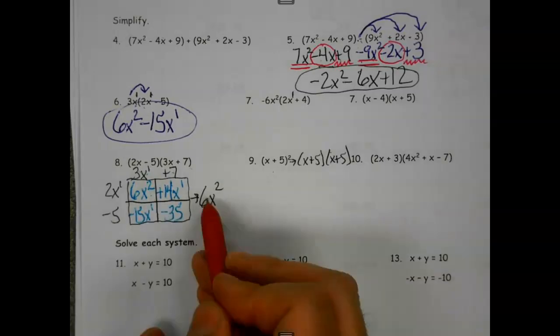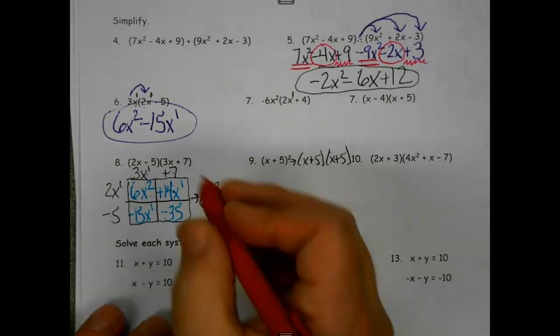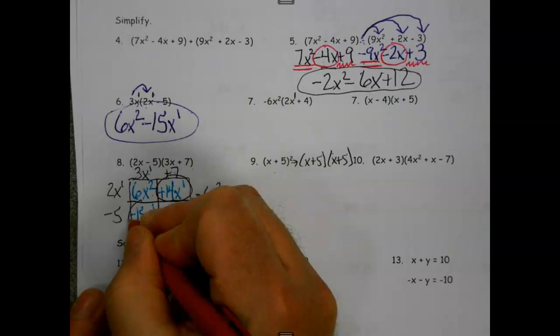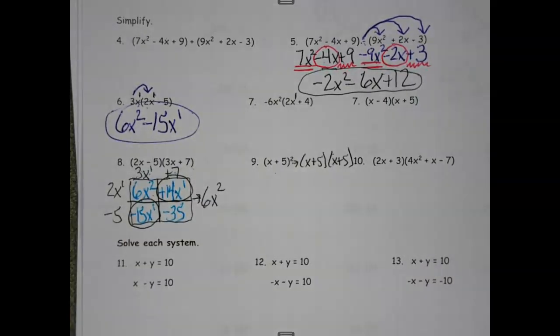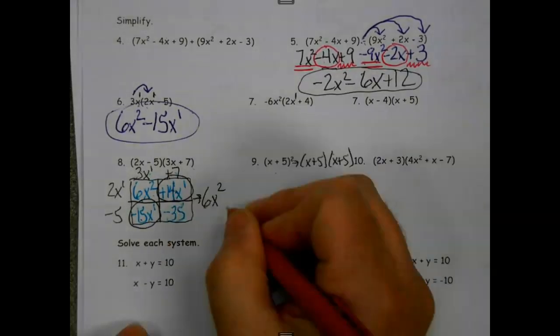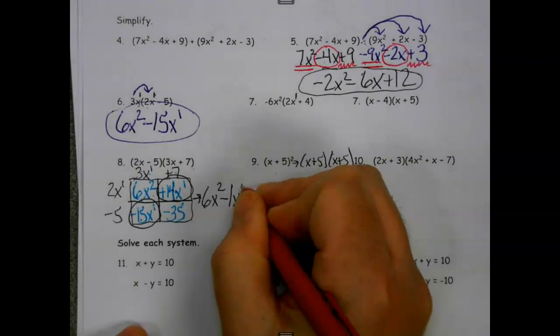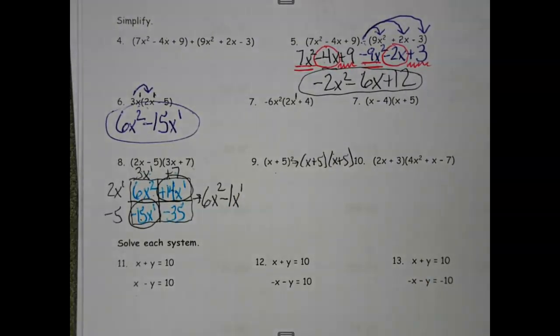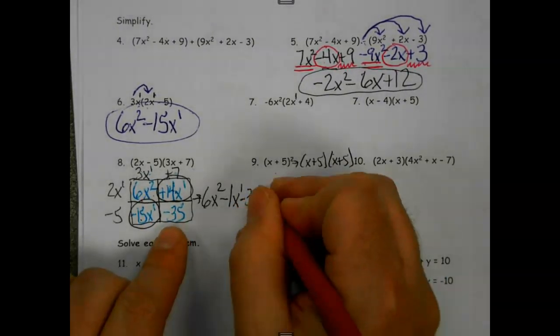So that's my only term with squared. So I write that down. These two both have x or x to the first. No more messing with the exponents. We're just adding and subtracting. Negative 15 plus 14 is negative 1. And there's my constant term.